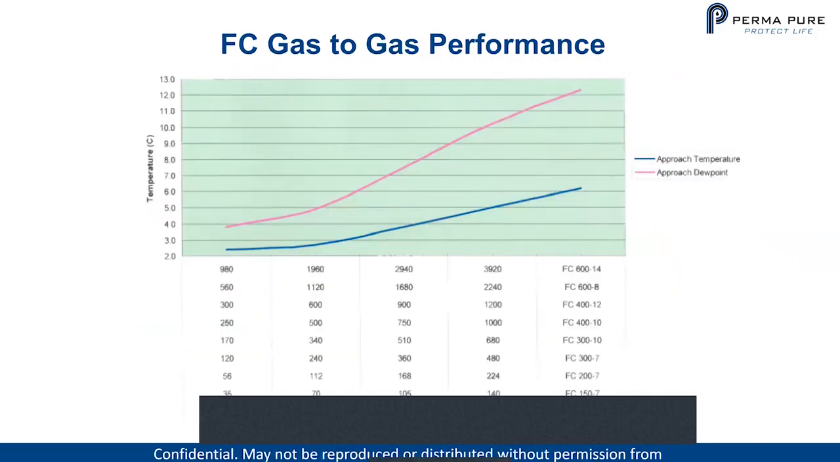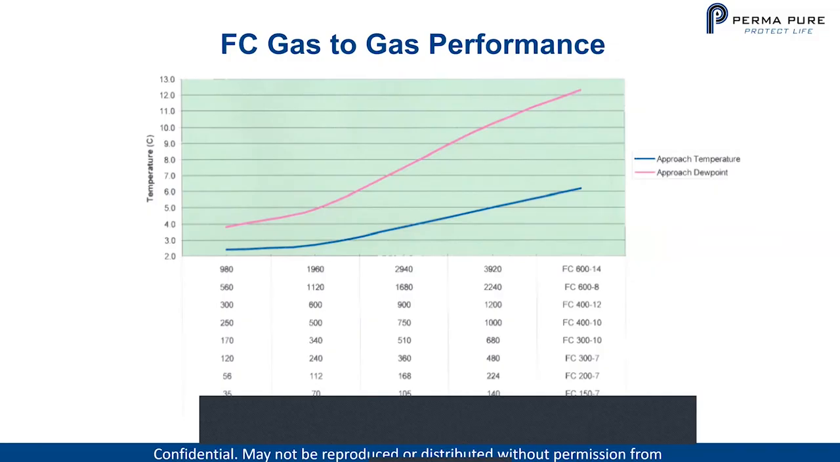And here's our FC gas-to-gas performance chart, and I'm going to spend some time to explain how to use this chart because it is very confusing. It took me a while to understand the chart, but once you do, it's fairly simple. So on the left is your temperature or dew point, your actual temperature. We call that the approach temperature or approach dew point.